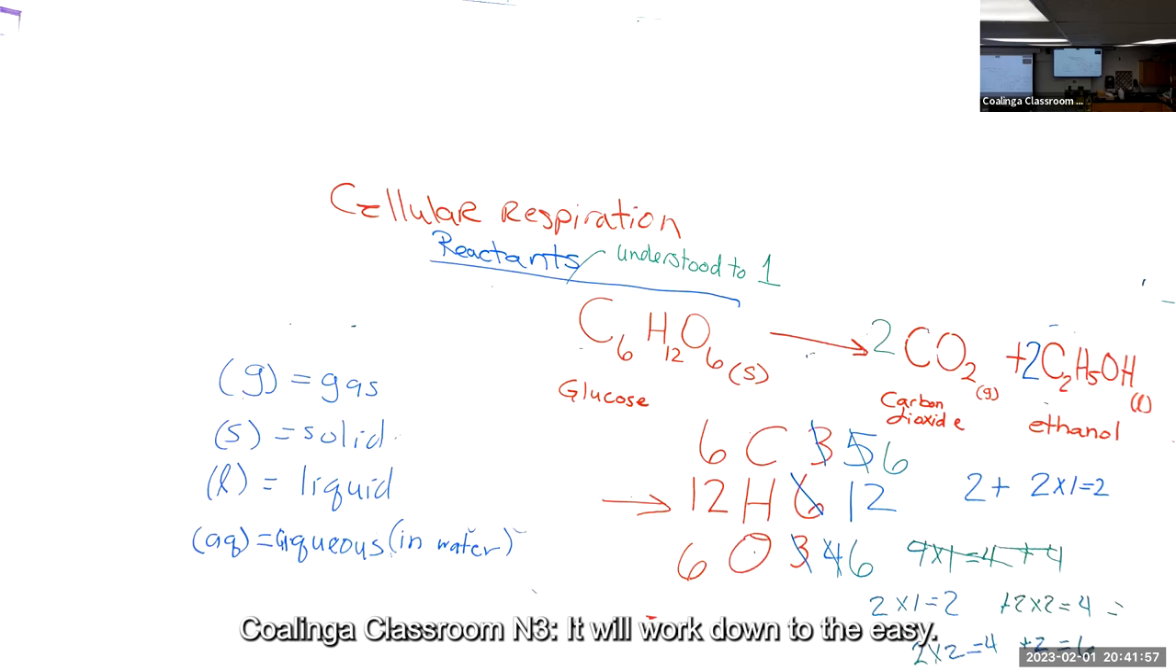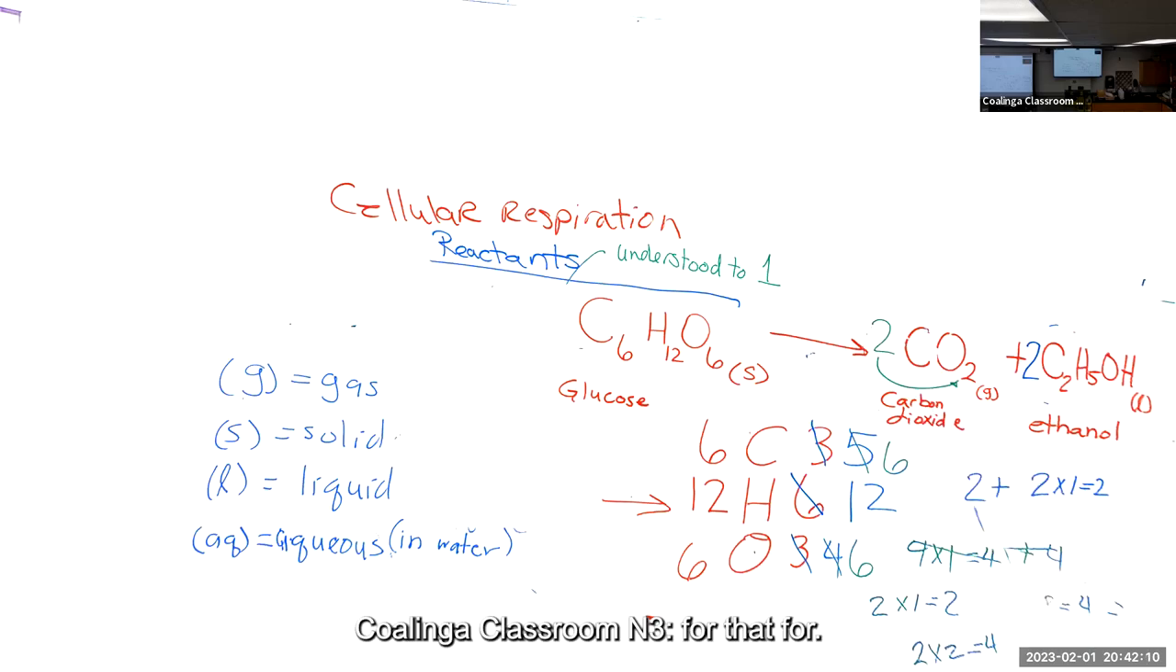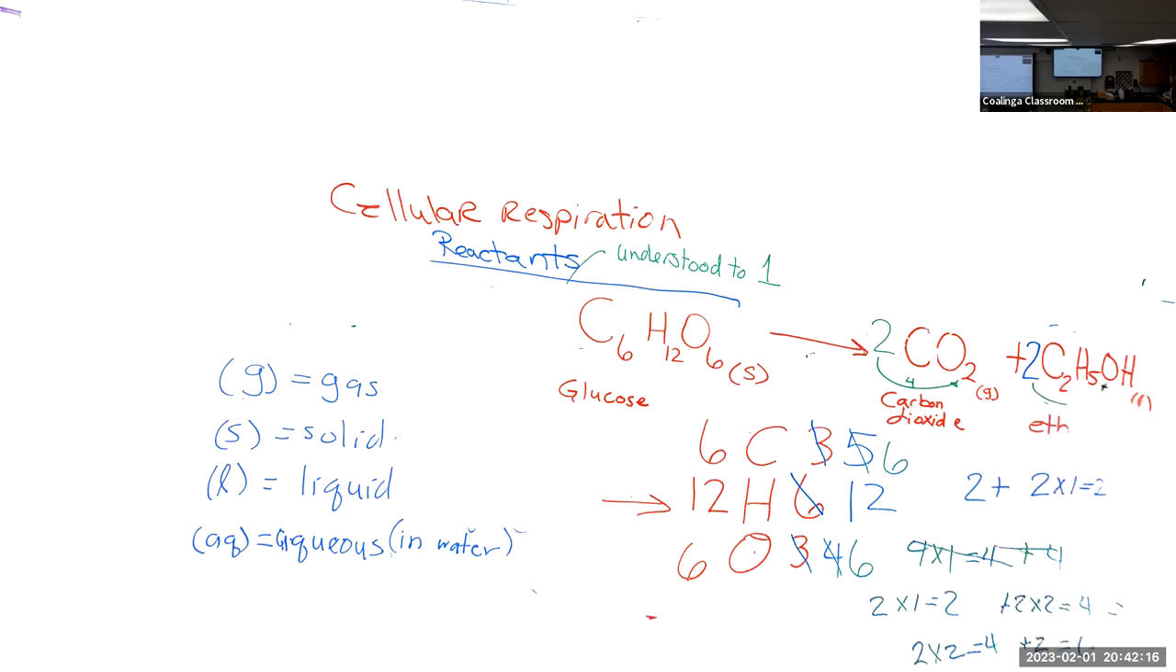Real quick, how'd you get 6 from oxygen? Okay. So we have 2 times 2. So that's 4. And we have 2 times 1. And that's 2. So 4 plus 2.